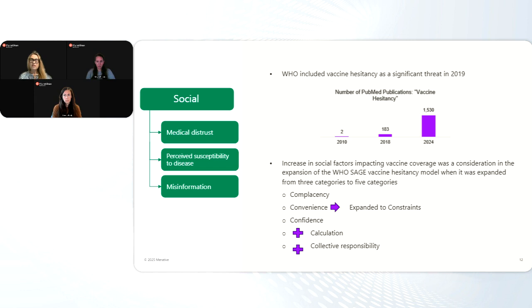And what SAGE did with this 3C model more recently was to expand the model to what is now called the 5 Cs. Part of this expansion really includes more of these social considerations. So the framework now includes additional factors that capture some of these social aspects, such as calculation, which is an individual's preference for deliberating, and collective responsibility, which I mentioned a little bit earlier, this altruistic communal orientation idea. And they also expanded the term and the definition of convenience to constraints, so that it doesn't just include practical barriers like access and financial, but it also includes psychological barriers.